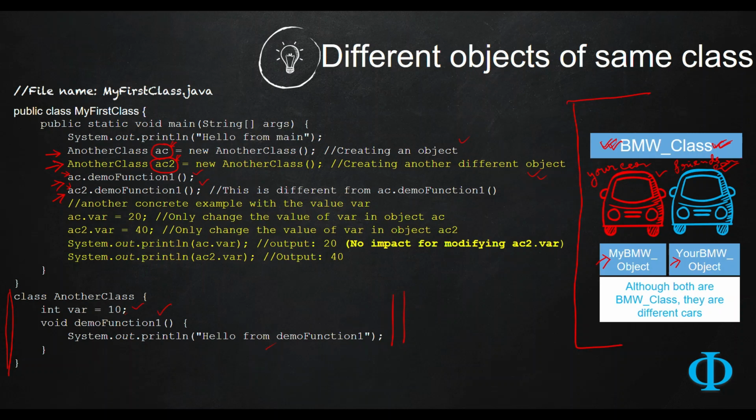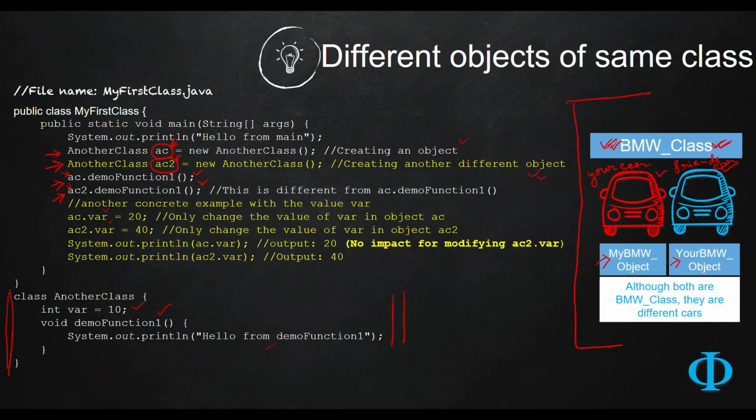Although they are from the same BMW class, both cars have different windows, different lights, and different wheels. Everything is different. Although they look and feel the same, they are actually different. Exactly the same thing holds here also. Although the function name demo function 1 and the var name are the same, they are entirely different.